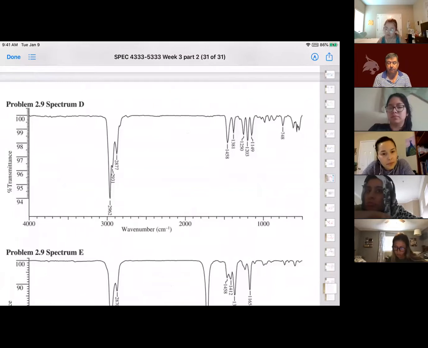This one right here, it's obviously benzonitrile. No, I'm kidding. What do we see?